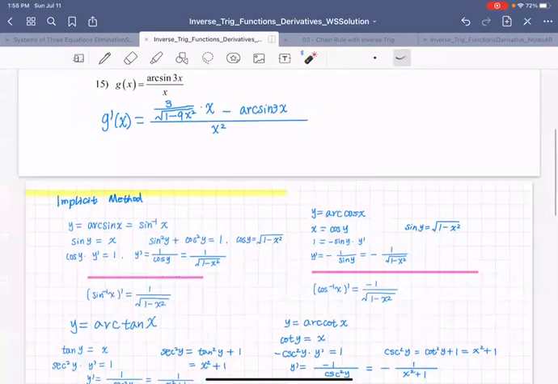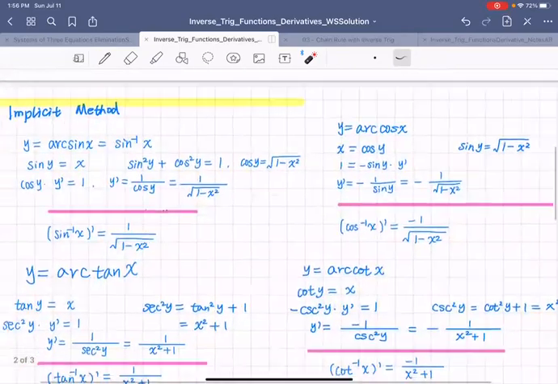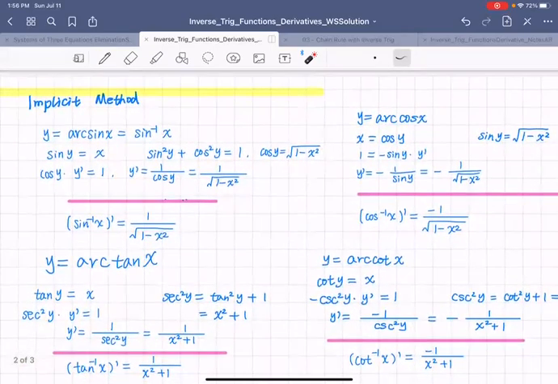You might wonder, during the test, will the teacher give us those formulas? The answer is no. You have to remember those formulas, even though they look so ugly, okay? Right now we are learning derivatives.